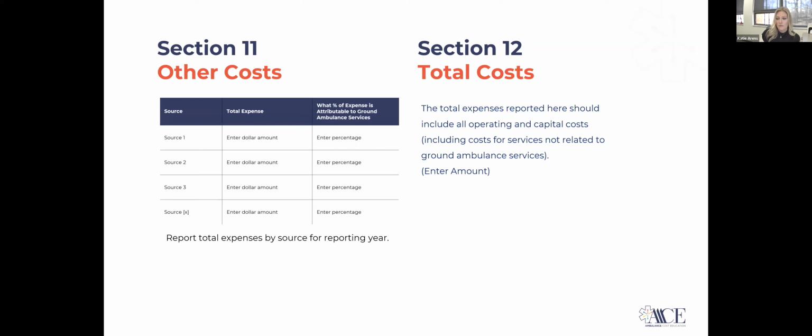And then section 12 is very simple. It's actually the second to the last section, but really it's looking for what were your total expenses that include all operating and capital costs, including costs for services not related to ground ambulance services. So this is kind of like tallying up all your prior entries that you've already reported.